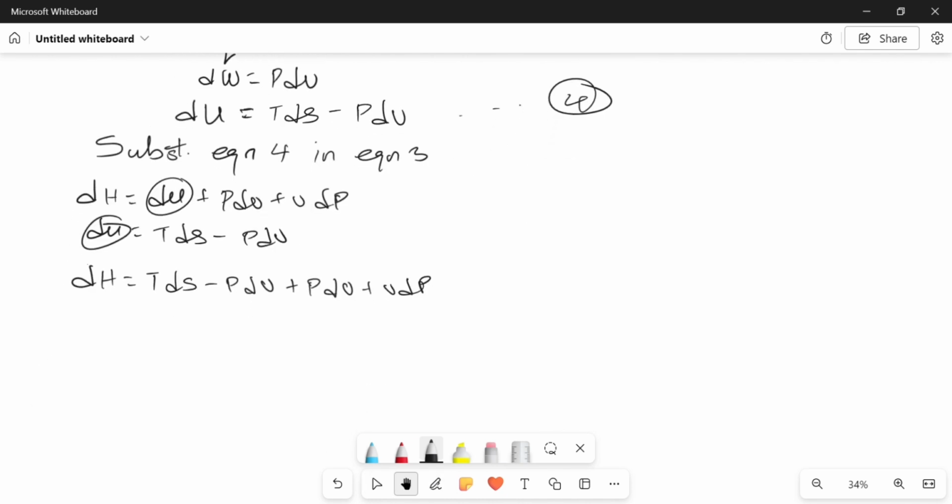You agree with me? Because this is this, we just substitute it in here. So our dh now will be equal to t ds plus v dp, since the minus p dv and plus p dv cancel out. Very good. Let's call this equation 5.